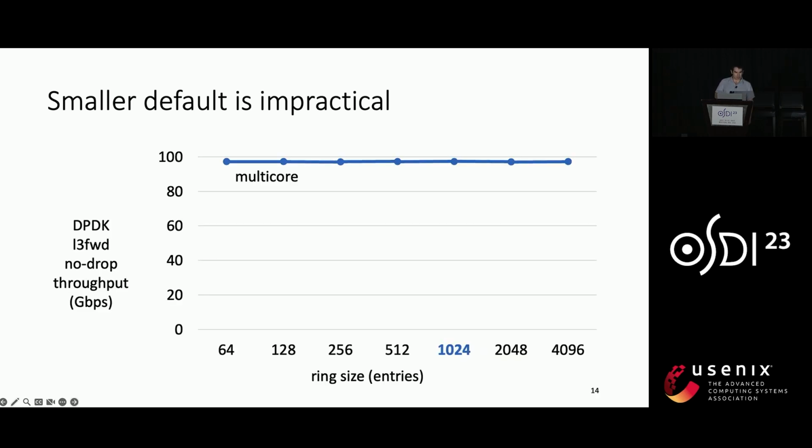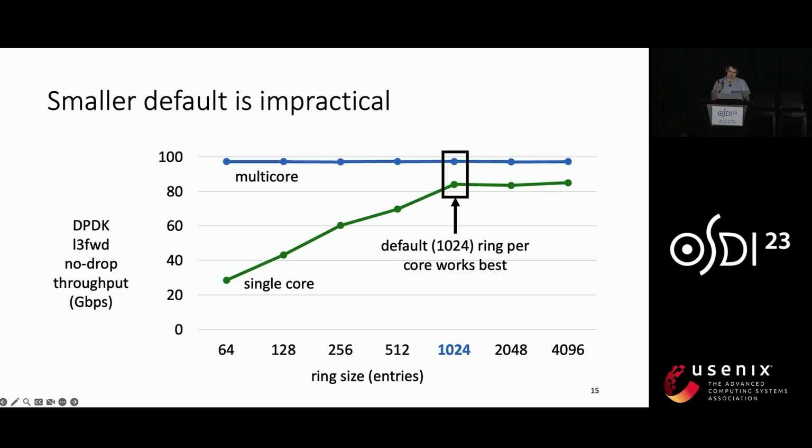We run an experiment with DPDK's layer 3 forwarding, and we measure the maximum throughput attainable without loss for various ring sizes. When we run the experiment with traffic spread among multiple cores, we see that we can reach line rate with any ring size. But when we repeat this experiment with all traffic directed to a single core, we find that rings smaller than the default degrade performance, while rings larger than the default do not improve it. This suggests that the default size should be maintained.